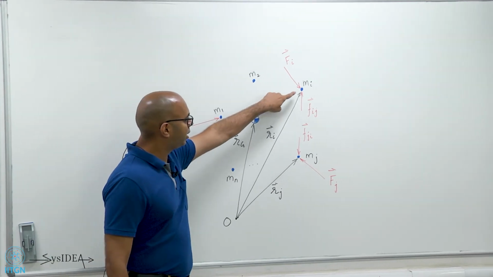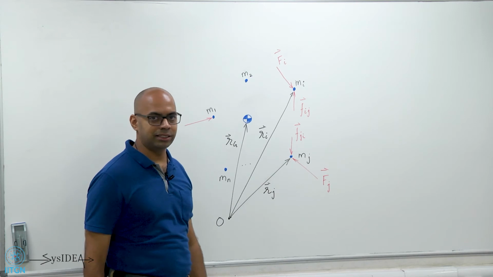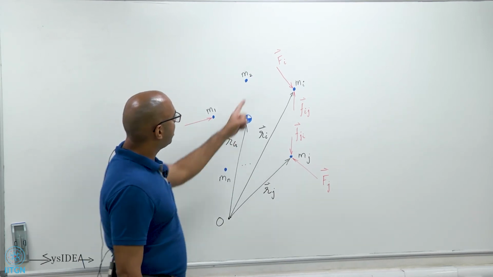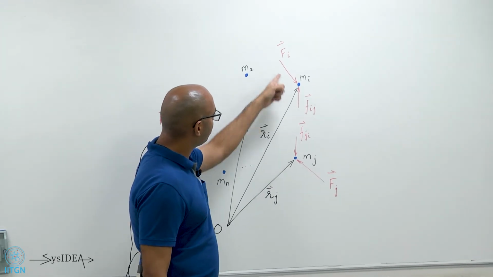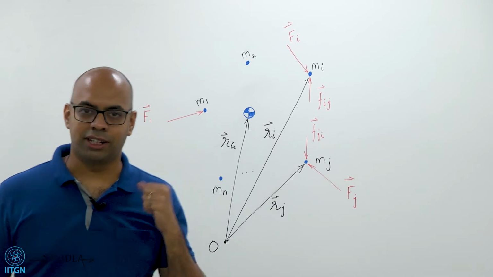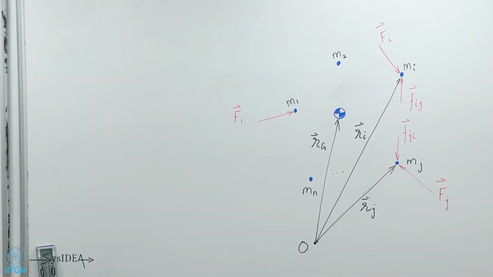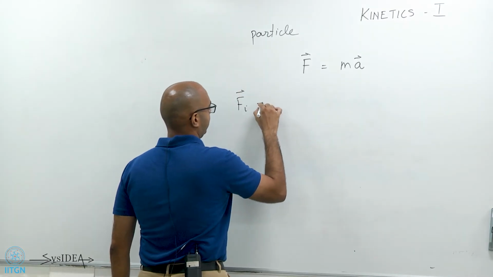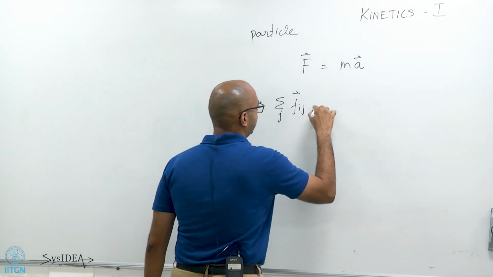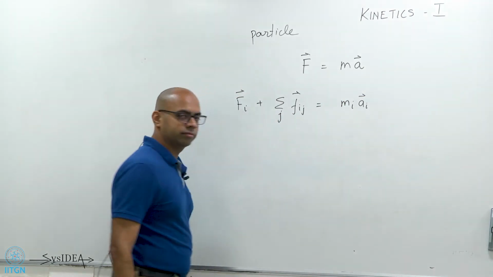Again, let's think about the ith particle. Again, let's write a similar expression that we had written earlier. But now let's be a little bit more careful about these forces and work done by these forces, because you will notice that in work energy principle, it gets a little bit more complicated. Fi plus sum over j Fij is equal to mi ai.